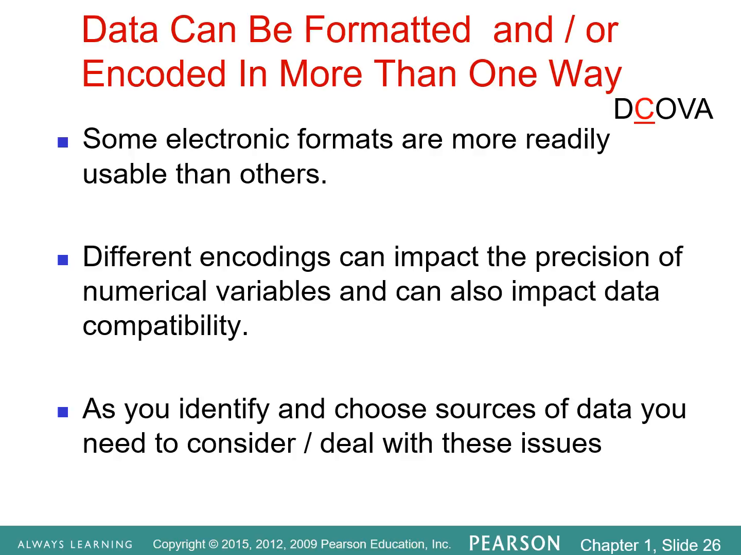So data can be formatted or encoded in more than one way. Some electronic formats are more readily usable than others. Different encodings can impact the precision of the numerical variables and can also impact data compatibility. As you identify and choose sources of data, you need to consider or deal with these issues. How are they encoded? How precise is the data?